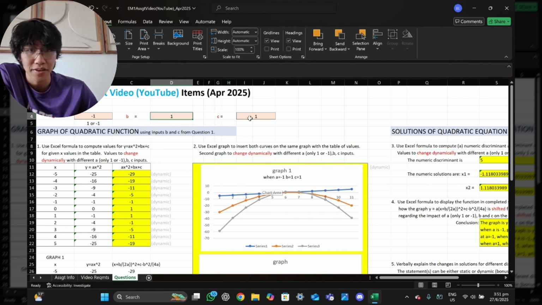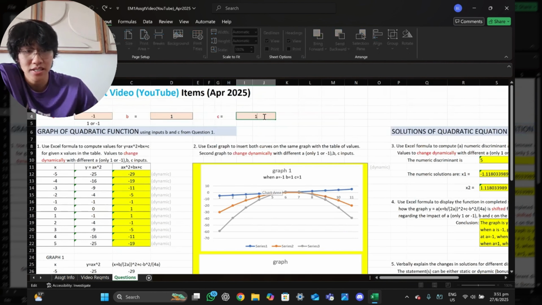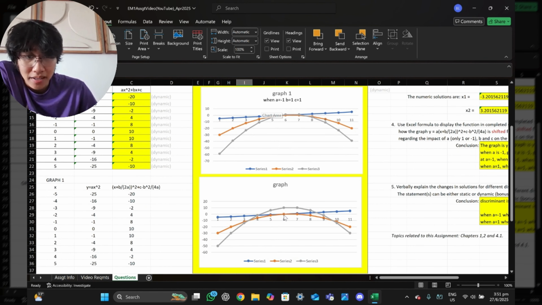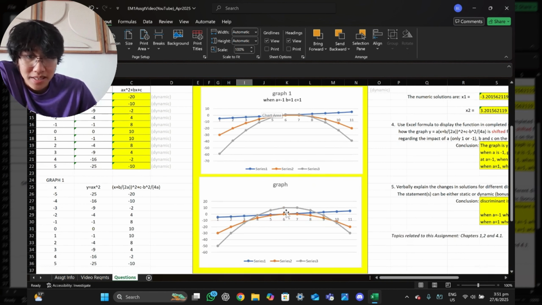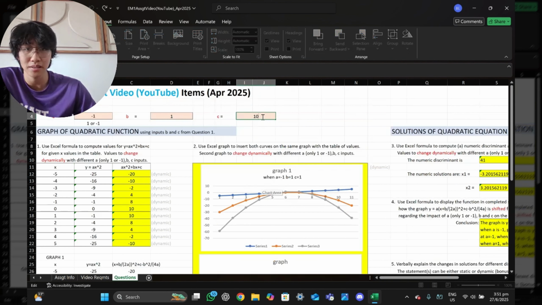But how does b and c affect the graph? As you can see over here, this is the graph. And when we change c but don't change b, we can see that actually this part, the maximum point, raises by 10, which is the input that we put in. So we can see how c actually affects the graph, in this case, the height of it.